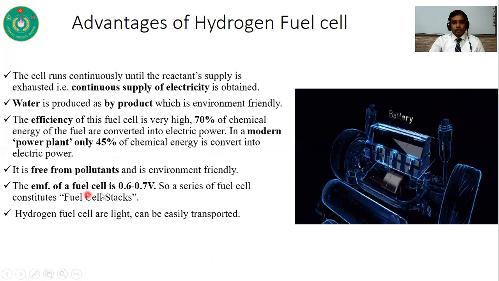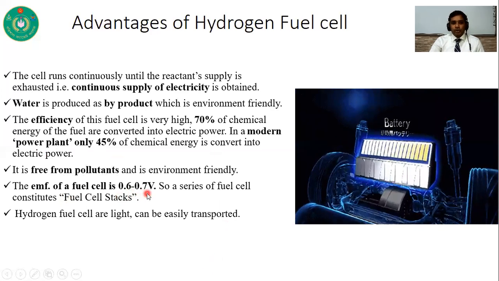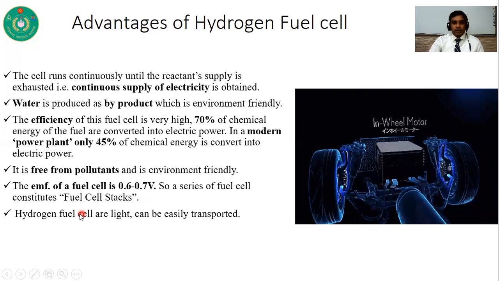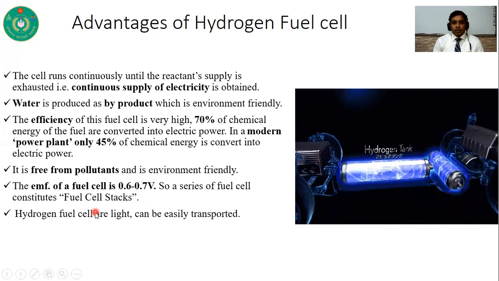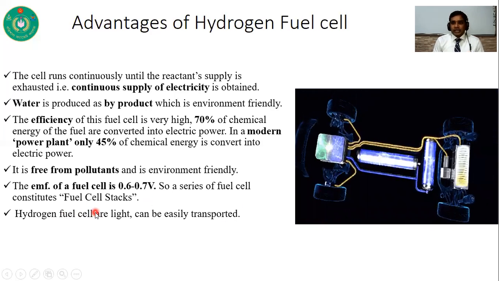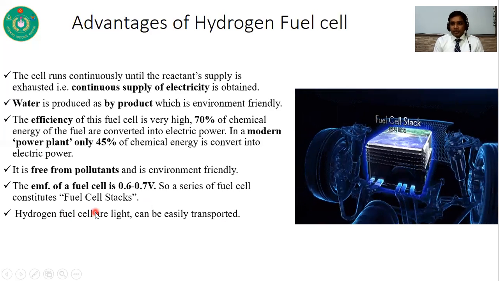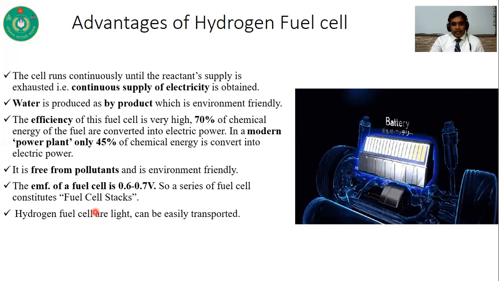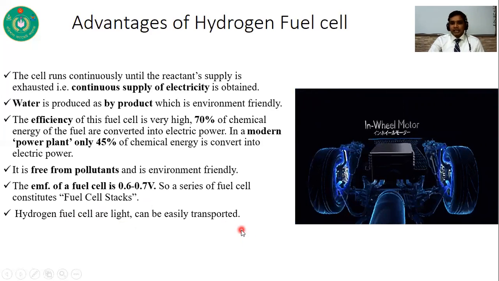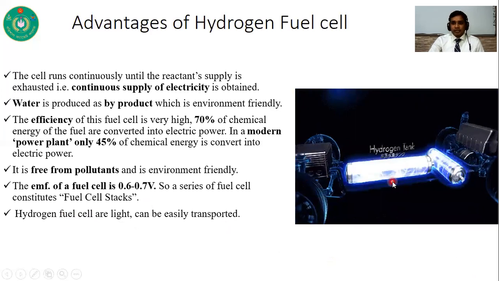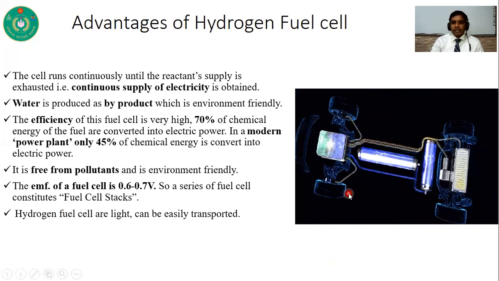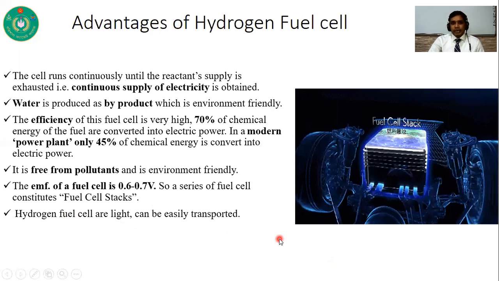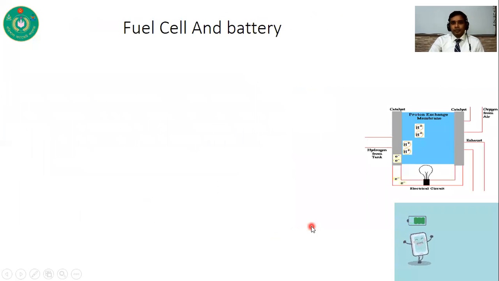And the electromotive force of the fuel cell is 0.6 to 0.7 volts. A series of fuel cells makes a fuel cell stack. So a huge amount of electricity will be produced from a fuel cell stack. And hydrogen fuel cells are light and can be easily transported. So you can easily transport a hydrogen fuel cell from one place to another. So this is an advantage of the hydrogen fuel cell.